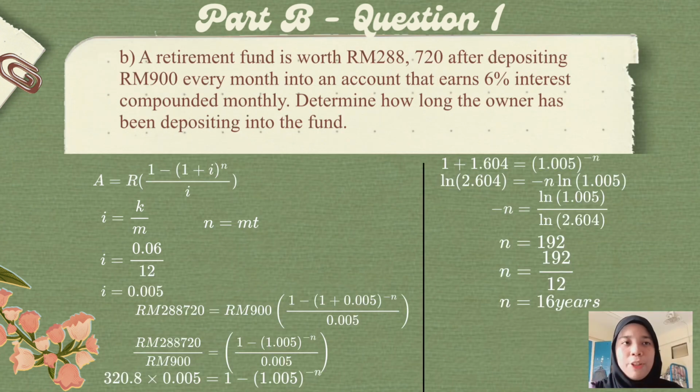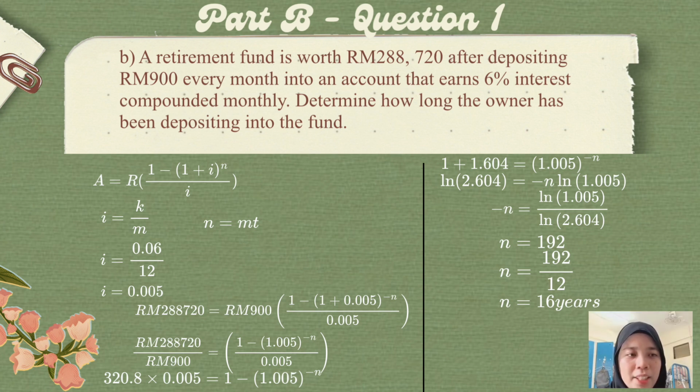Next question 1B. For this question, we also use the annuity formula. A equals R times the bracket 1 minus 1 plus I to the power of n divided by I. First, I find the interest rate per period. The yearly rate is 6% and it is compounded 12 times a year. So I divide 0.06 by 12 and I get 0.005. Next, I substitute the values into the annuity formula, which is 288,720 ringgit equals 900 ringgit times the bracket 1 minus the value 1.005 raised to the power negative n, all divided by 0.005.